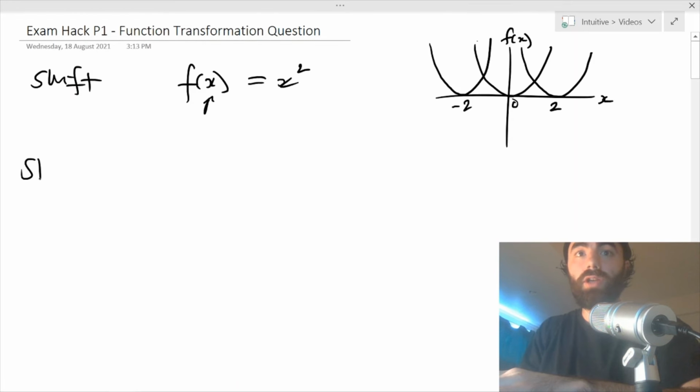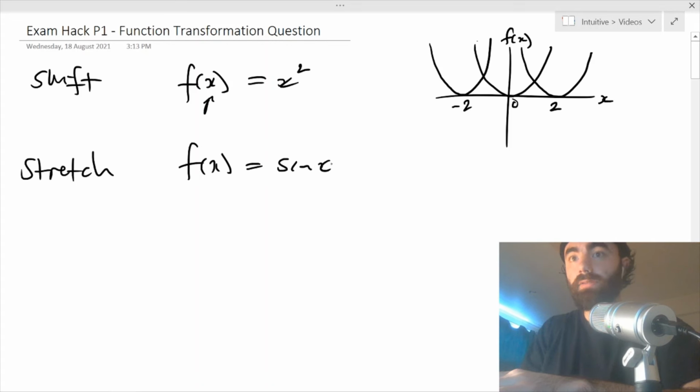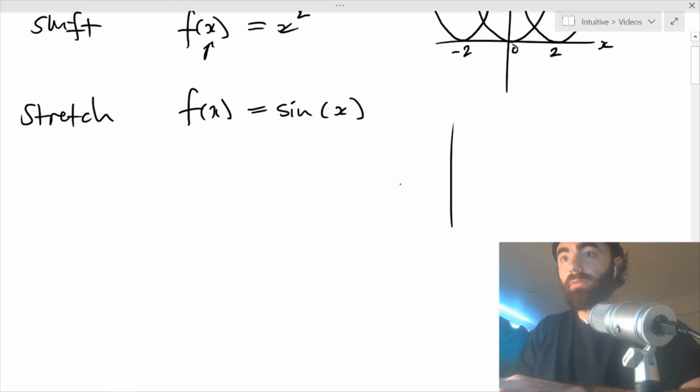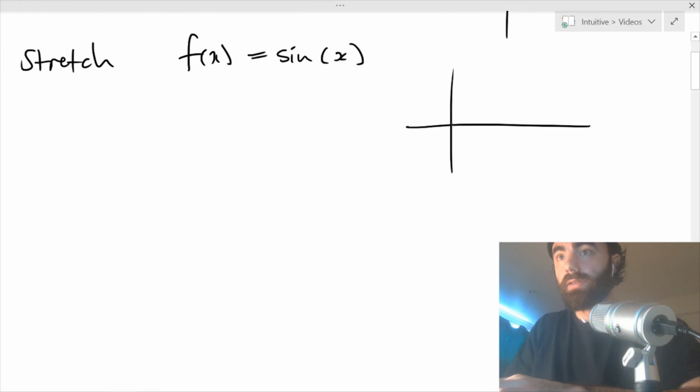Okay, we can also stretch. So maybe I'll use a different function. Let's say sine of x. I'll just use a different function to show you that it works for all of these functions. So sine of x, what does that look like? Well, sine of x looks like this. It goes from 1 to -1.